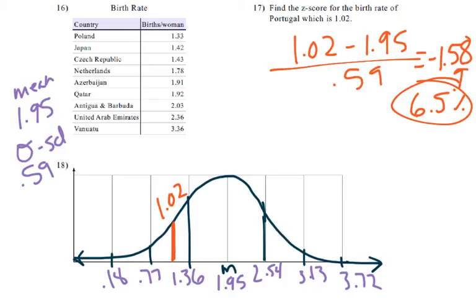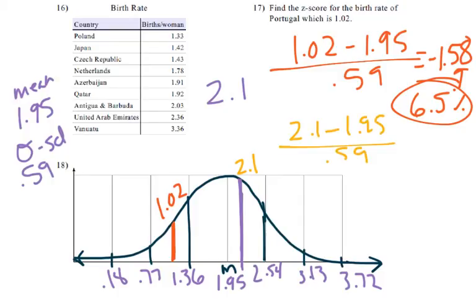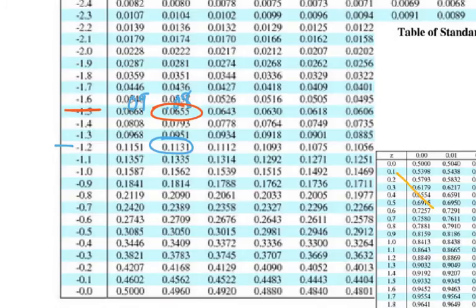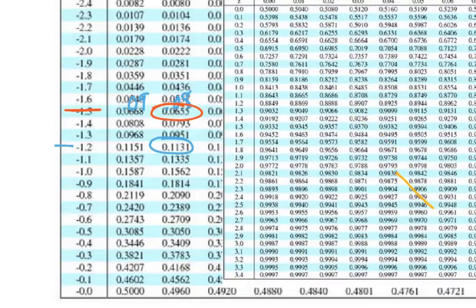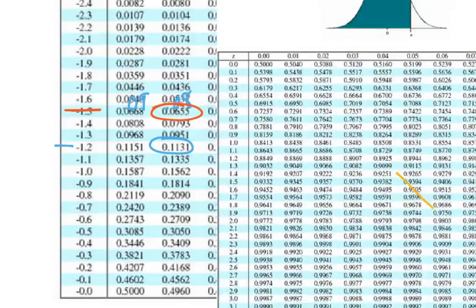Okay, now let's say I think the replacement percent for birth rate, to make sure that you replace all the people you have, is 2.1. Okay, so 2.1 would be somewhere right here, right? Well, what would that look like? Okay, so we'd go 2.1 minus 1.95 divided by 0.59. So we put this one in our calculator, and we get 0.25.